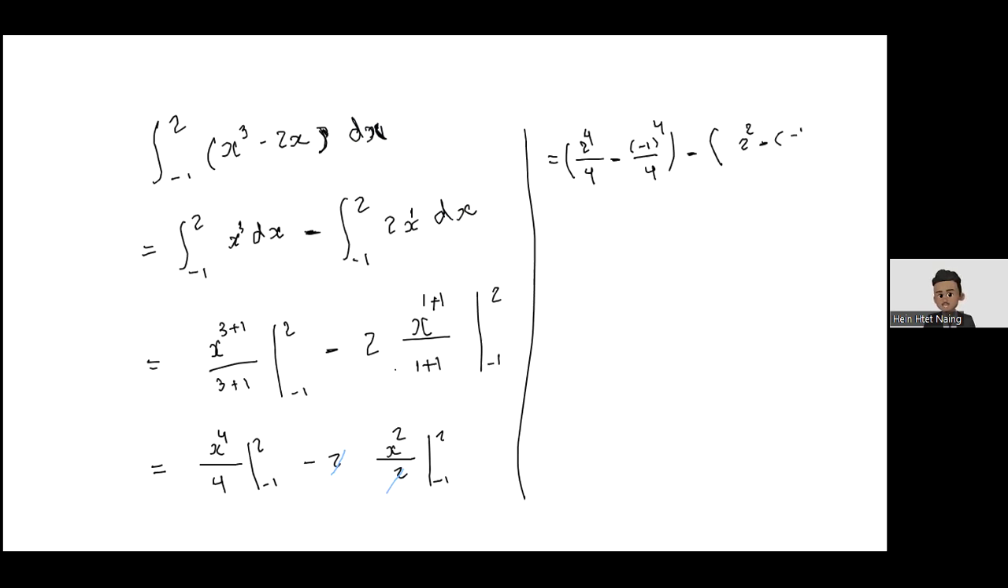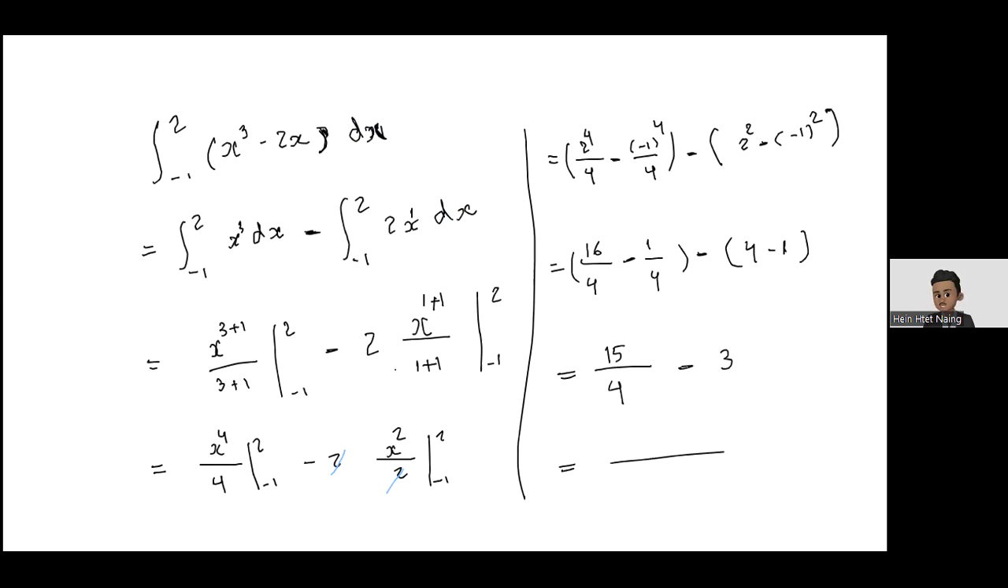So our final answer for this one will be 2 to the 4, which is 16, right? 16 over 4 minus, for this one, it is 1 over 4. For the other one, 2 squared is 4 minus 1 squared is just 1. So the front one will be 16 minus 1, 15, right? 15 over 4 minus the other one, which will be 3. So our solution will be 15 minus 12, so our final solution will be 3 over 4, right?